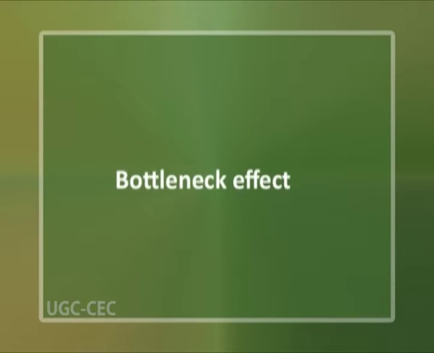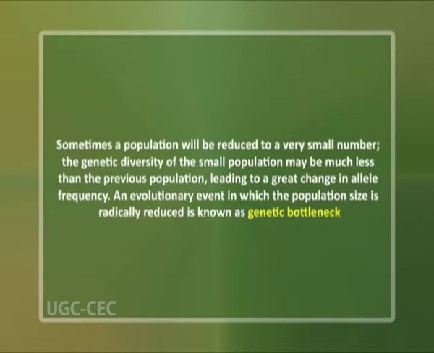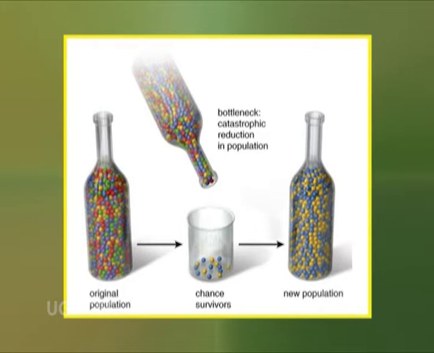Bottleneck effect. Sometimes the population will be reduced to a very small number. The genetic diversity of the small population may be much less than the previous population, leading to a great change in allele frequency. An evolutionary event in which the population size is radically reduced is known as a genetic bottleneck. A genetic bottleneck increases genetic drift, as the rate of drift is inversely proportional to the population size.